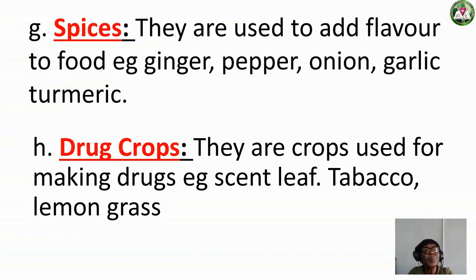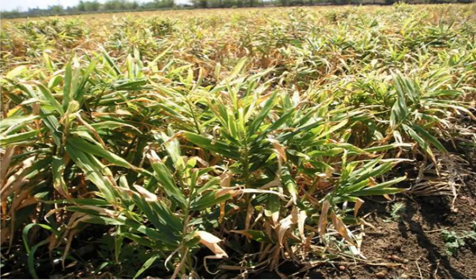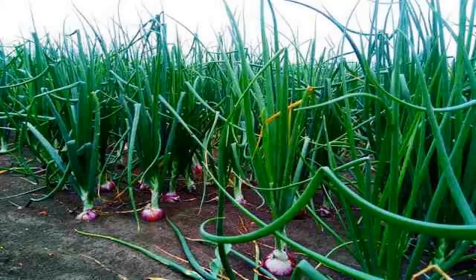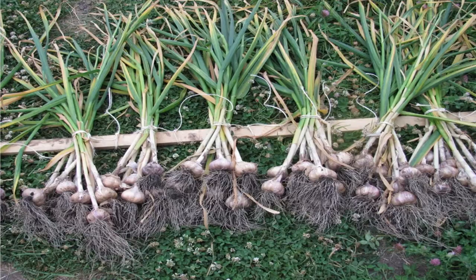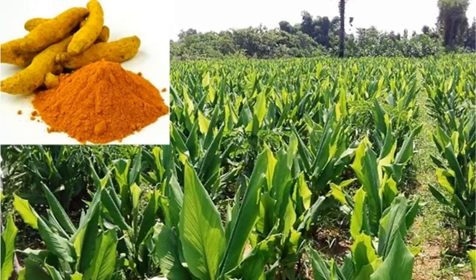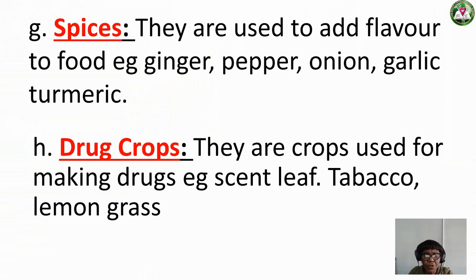Then we have the next group, the spices. This group, they are not food as such, but we use them to add flavor to food. They give taste to whatever you are preparing. Examples are the ginger, pepper, the onion, the garlic, the turmeric. So they add flavor to food.